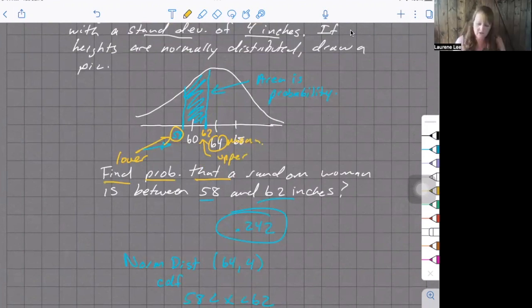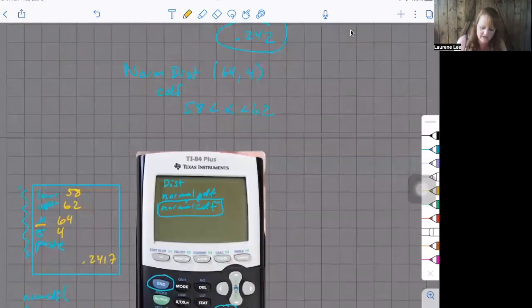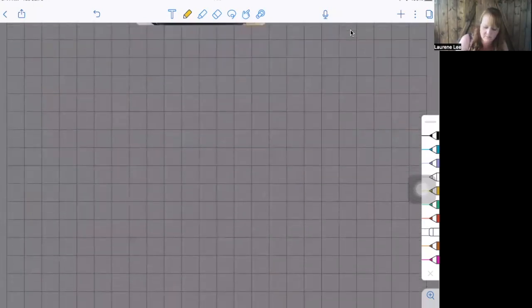Okay, so I'm not going to worry about writing out a whole new problem. I'm just going to use the same mean and standard deviation, but I'm going to redraw my picture down here with a second part to the problem. Let's say, what's the probability that a woman is more than, let's say, 65 inches.